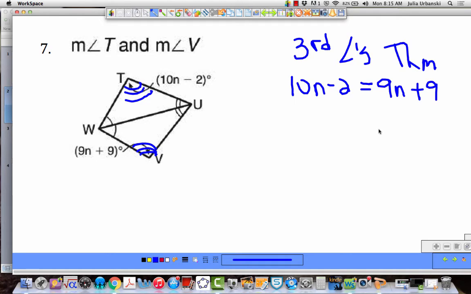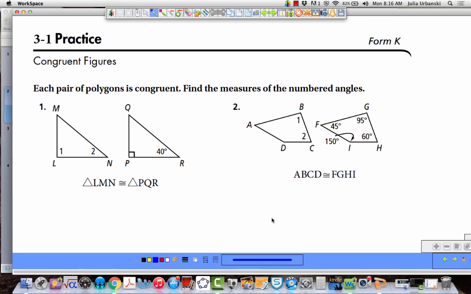Go. What'd you get? N equals 11. Yep. What does T equal? 108. 108. Good. And B would equal the same thing because they're equal to each other. Third angles are equal. Any questions? So right now, turn the page.